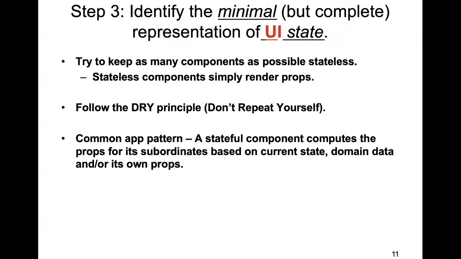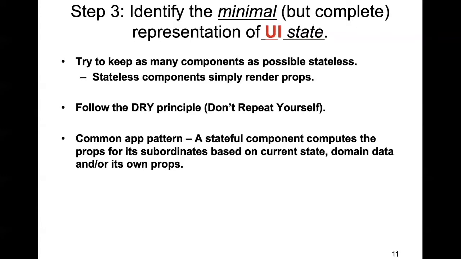Kind of what we're getting at there is don't have a state variable which can be computed from another state variable. That wouldn't be considered the minimal representation of state. If one state variable can be computed from another one, then take the one that's computed and remove that and just do the computation every time you need to within your JavaScript code.